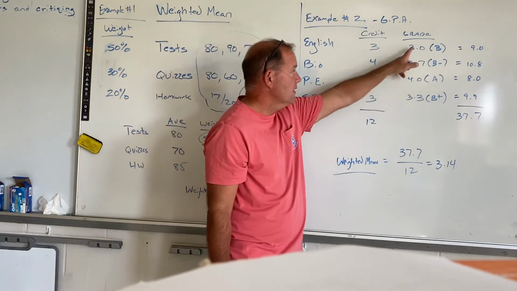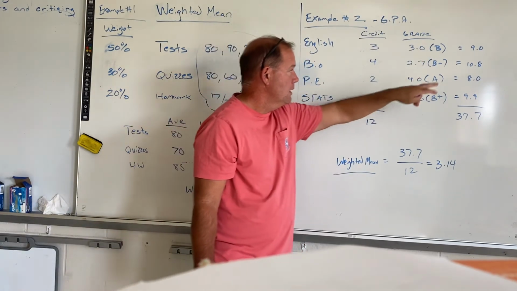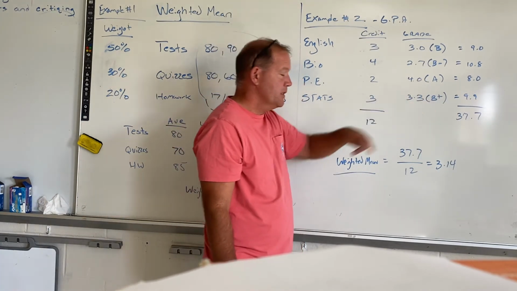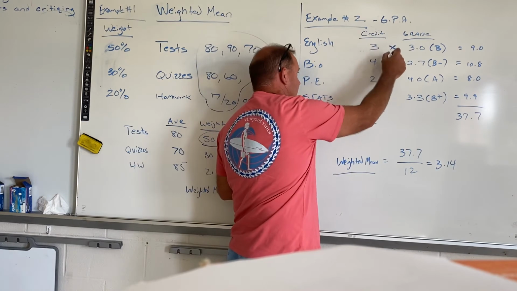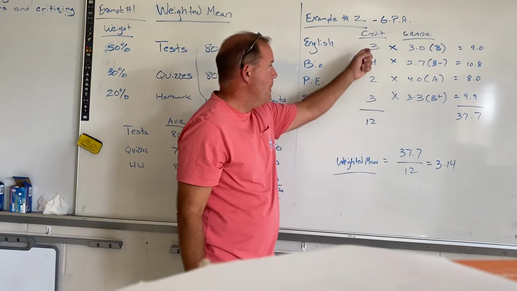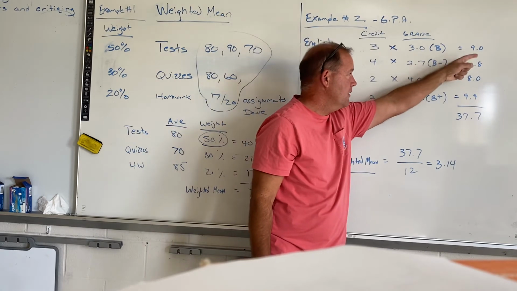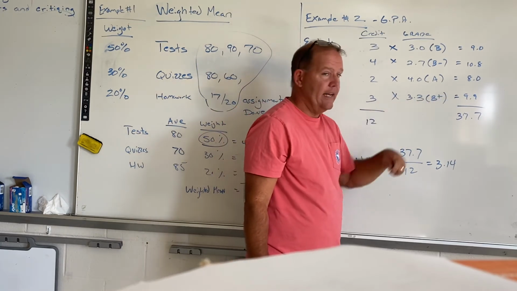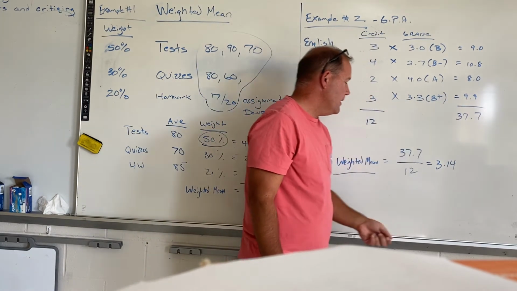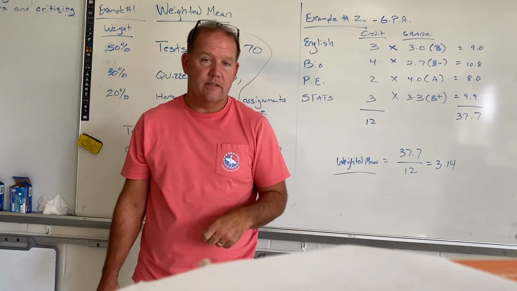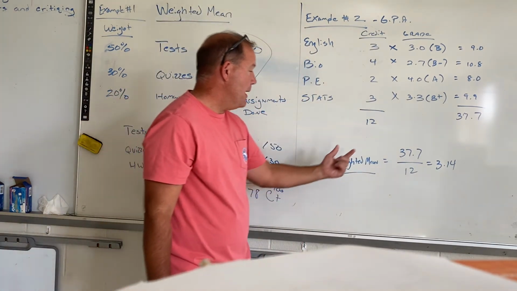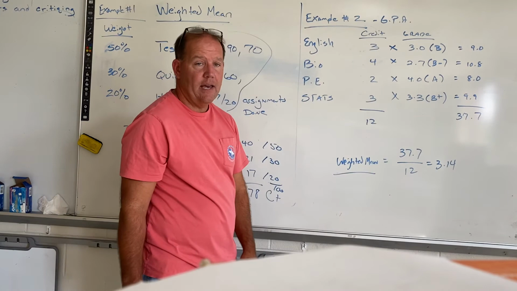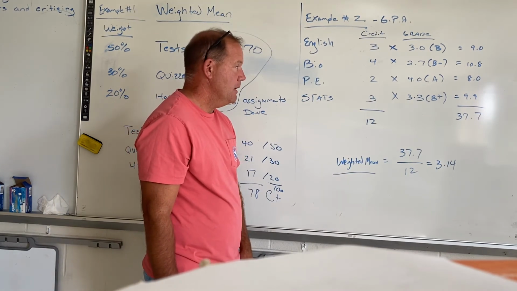Okay, the grades you earned, you earned a B, which is a 3.0, a B minus, which is a 2.7, an A, which is a 4.0, and a B plus, which is 3.3. So if you multiply the credit by the grade, 9 total points there, 10.8, 8, and 9.9. So the total amount of points you earned were 37.7. If I divide that by my number of credits, 3.14 would be my GPA. Okay, a little bit better than a B average.